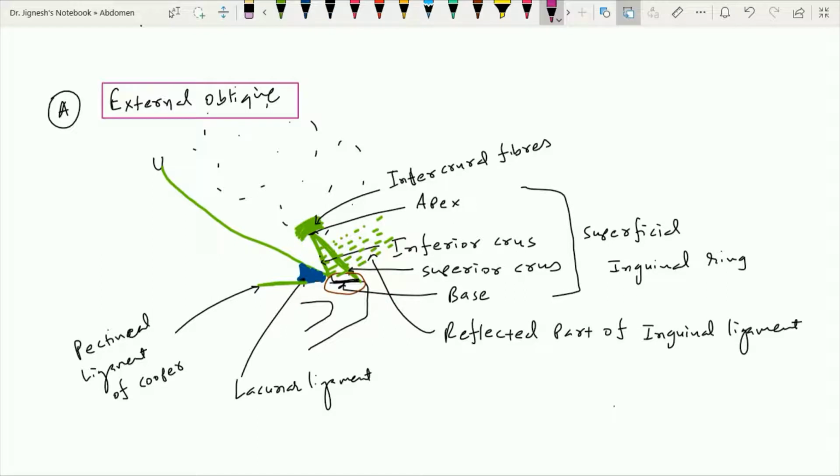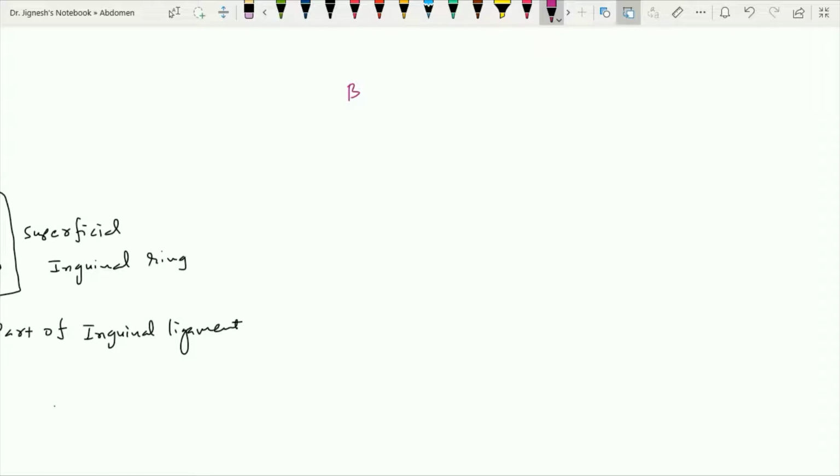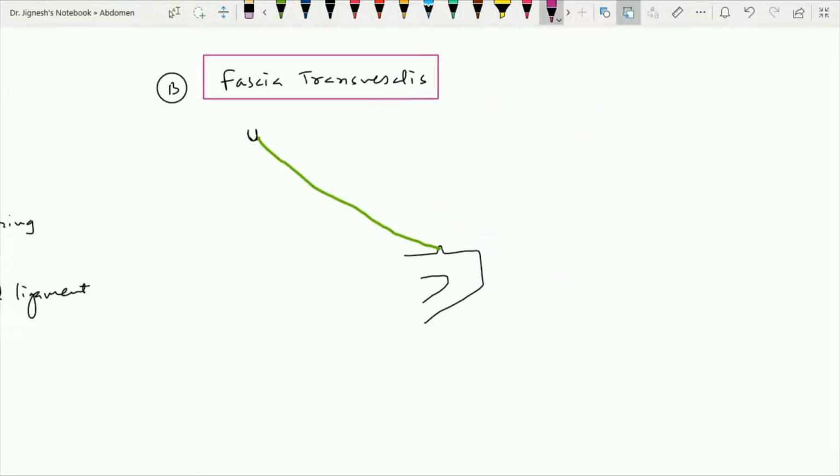Now let's see the second figure, that is the figure number B, and in this figure we are going to see the fascia transversalis. So here, this is the anterior superior iliac spine, and this one is the same pubic tubercle, pubic crest, and the pubic symphysis along with the part of the obturator foramen. And for the reference, we are drawing here the inguinal ligament. And this figure is of the fascia transversalis. So this figure is situated on the deepest part of the anterior abdominal wall.